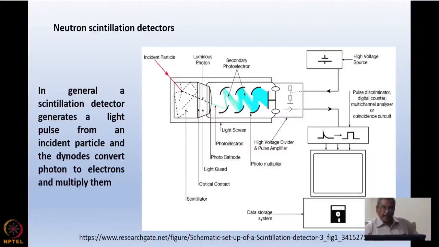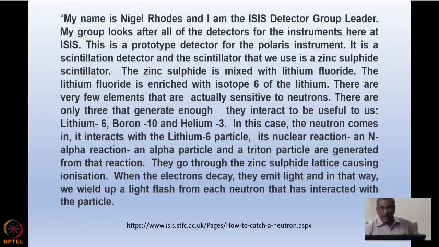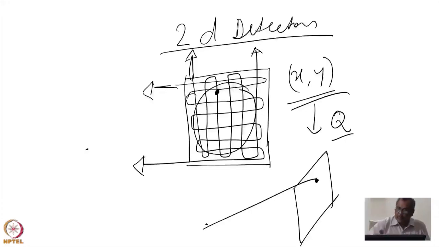So here again, the neutron has to enter the medium and produce photons. So how does it do that? Neutrons to charged particles to photons. The process is like this. I'm just copying it from the ICIS detector group. So you see, they are discussing a prototype detector for a polarized instrument. It's a scintillation detector. We use a zinc sulfide scintillator. The zinc sulfide is mixed with lithium fluoride. So as I told you earlier, it is enriched with lithium 6.